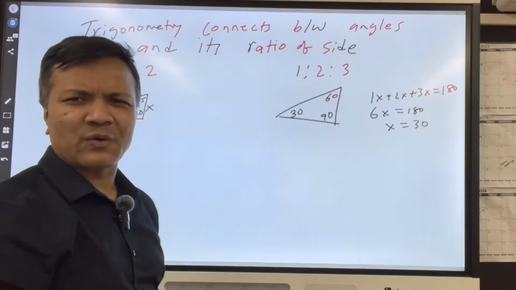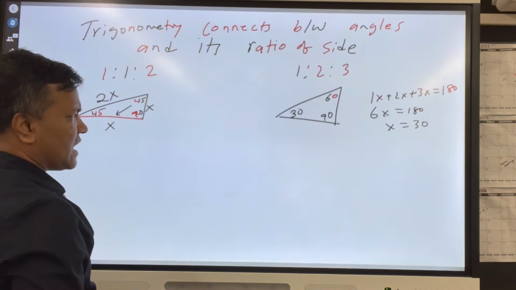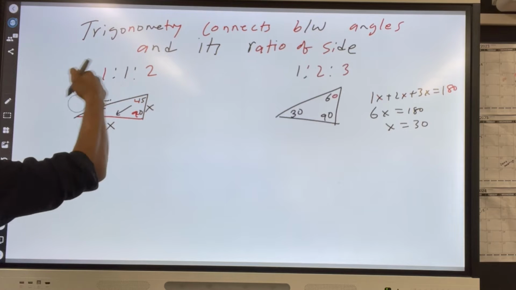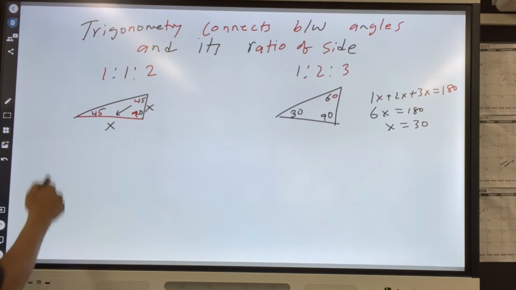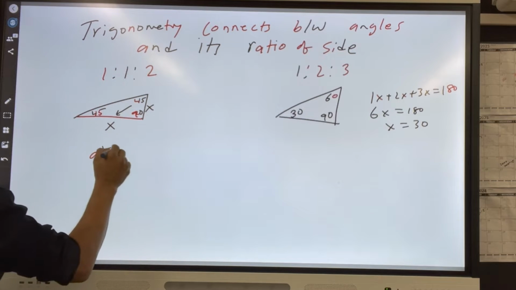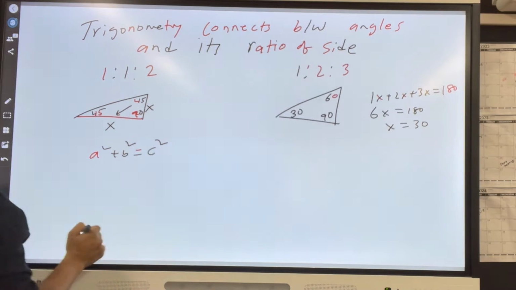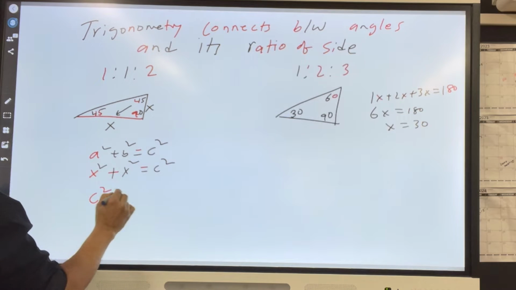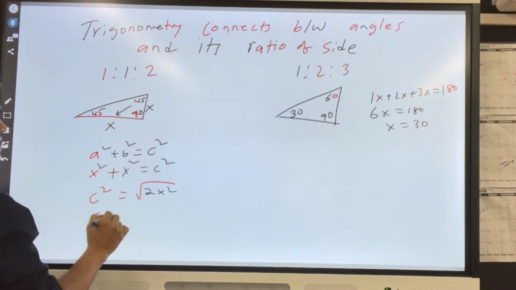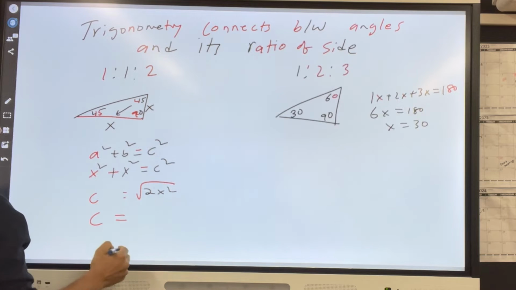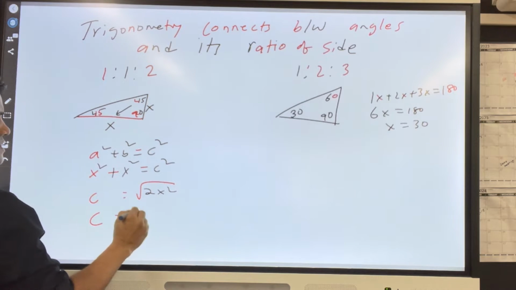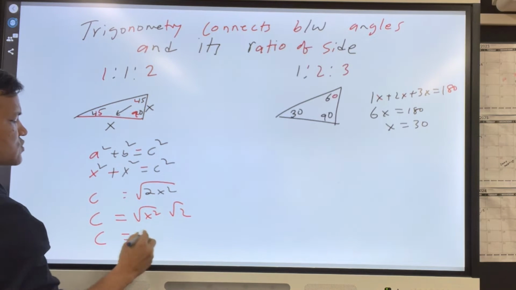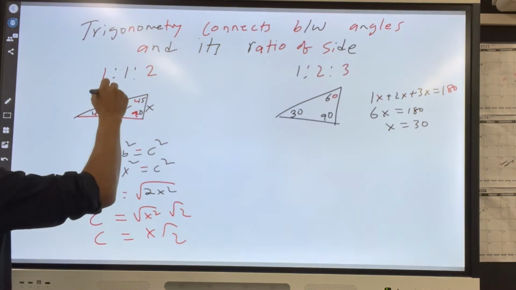We have the angles. Now we're going to take care of the sides. This one is not 2x. Let's find what this x is. a squared plus b squared is equal to c squared, right? So a is x squared, b is x squared, and c squared is 2x squared. So c squared is 2x squared, take the square root, and c is x root 2. So this is x root 2.